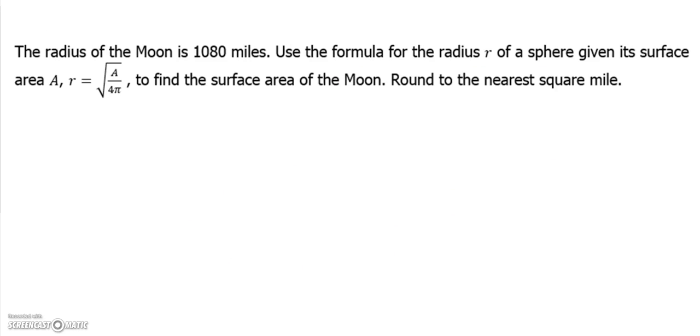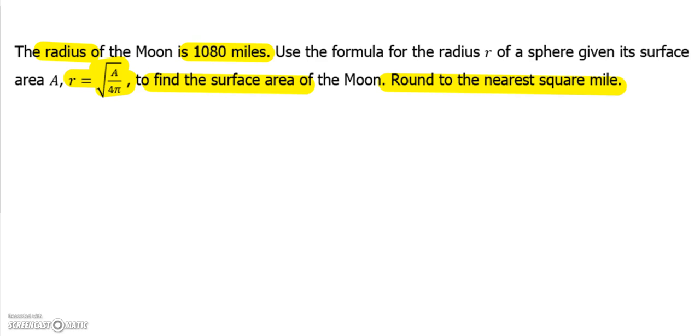Okay, the next one. The radius of the moon is 1,080 miles. Use the formula for the radius r of a sphere given its surface area A, where r equals the square root of A divided by 4 pi, to find the surface area of the moon. Round to the nearest square mile. So again, this one has a lot of information. So we know the radius is 1,080 miles. R equals all of that. And then we're asked to find the area, and then round to the nearest square mile. That's where a lot of y'all are going to mess up too.